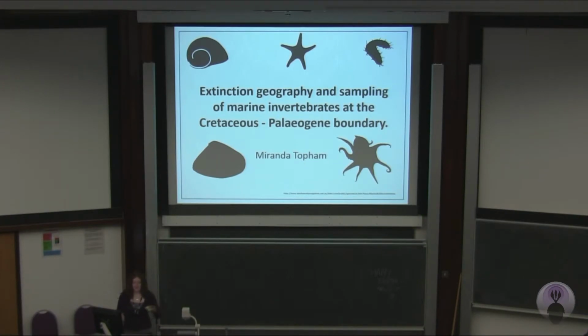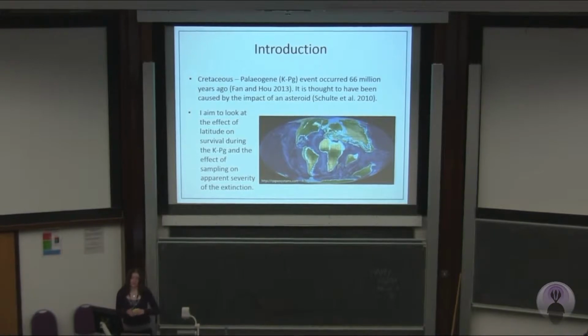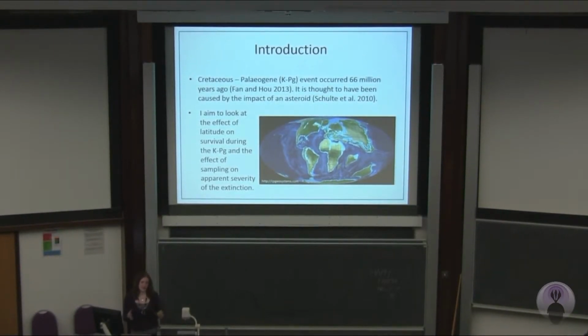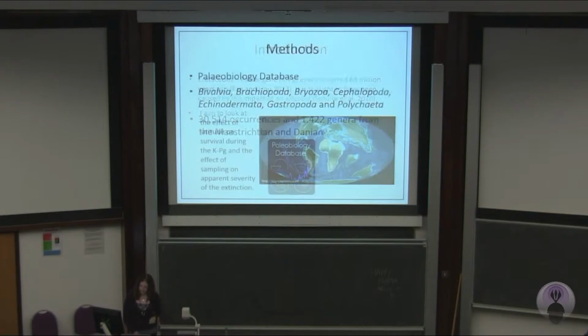So I'm going to be looking at extinction geography and the sampling of marine invertebrates at the Cretaceous-Paleogene boundary. I'm aiming to look at the effect of things like latitude and other indicators of how widely spread taxa are on survival. And then I'm also looking at how sampling can affect the apparent severity of the extinction.